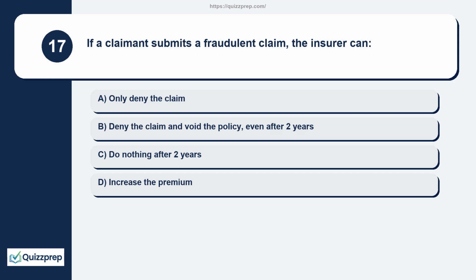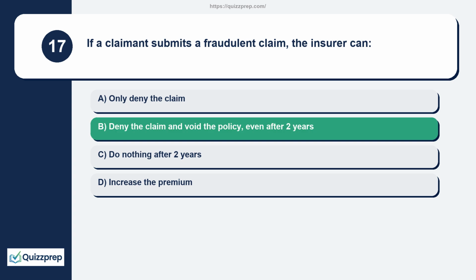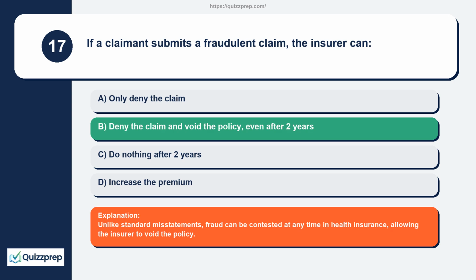Question 17. If a claimant submits a fraudulent claim, the insurer can only deny the claim and void the policy, even after 2 years, do nothing after 2 years, or increase the premium. Unlike standard misstatements, fraud can be contested at any time in health insurance, allowing the insurer to void the policy.